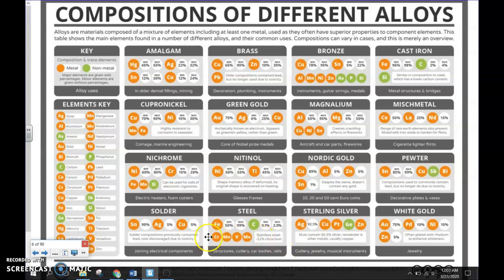Of course, we have steel. Solder is another example of an alloy. Pewter, I'm not sure how familiar you guys are with that, but pewter is a metal that was used a lot in the 18th and early 19th century to make things that were common around the household, like candlesticks and cups. I have a pewter cup somewhere. I'll have to find it and bring it in for you guys. But those are some different alloys that you may be familiar with.